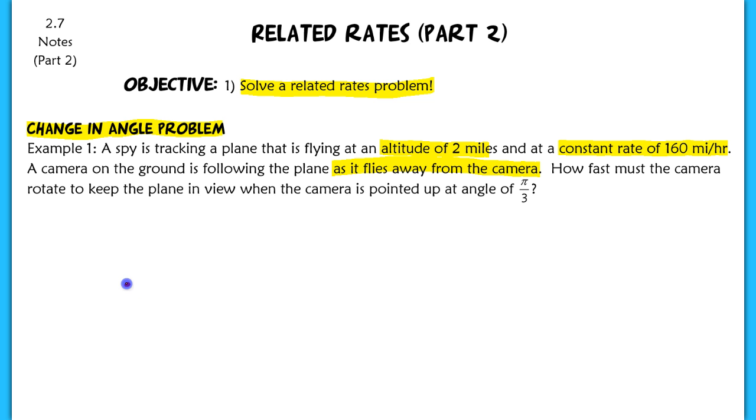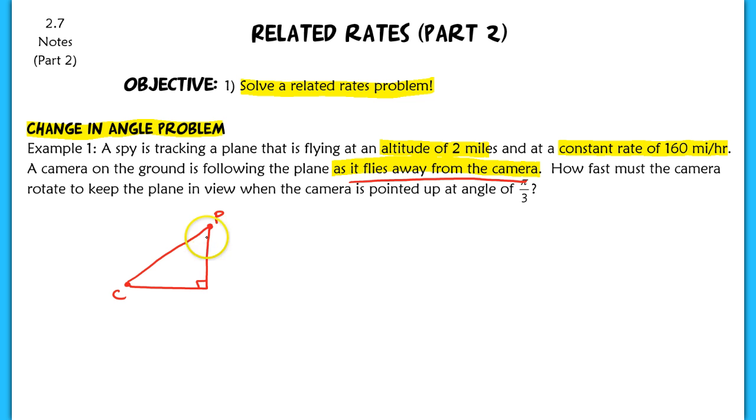I'm going to label a point on the ground as C for camera. And we know that the plane is flying above the camera at an altitude of 2 miles, but it's also flying away from the camera. This is a really important detail. The distance between your camera and your plane will always be increasing. So let's go ahead and draw in a right triangle here. And P, the point up here, represents where your plane is at.